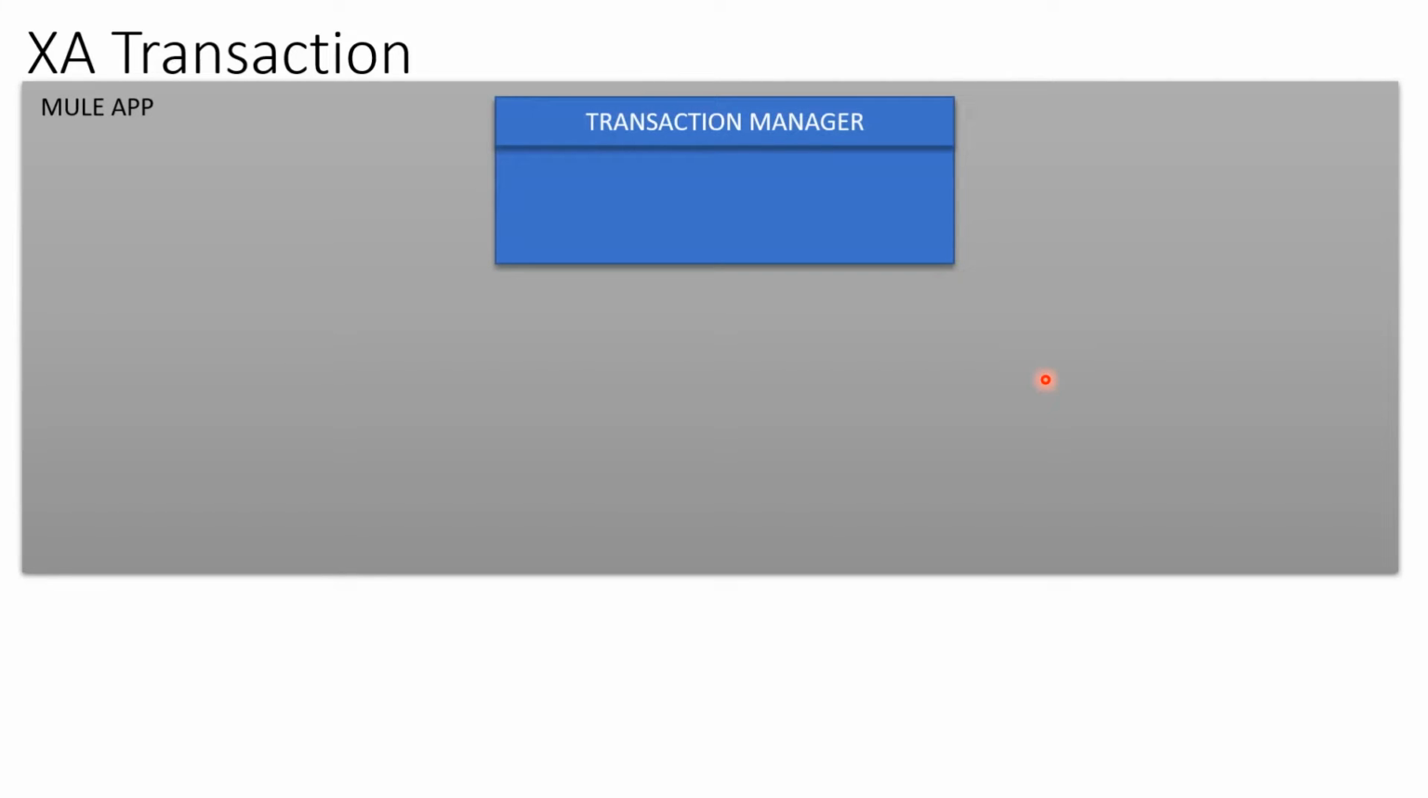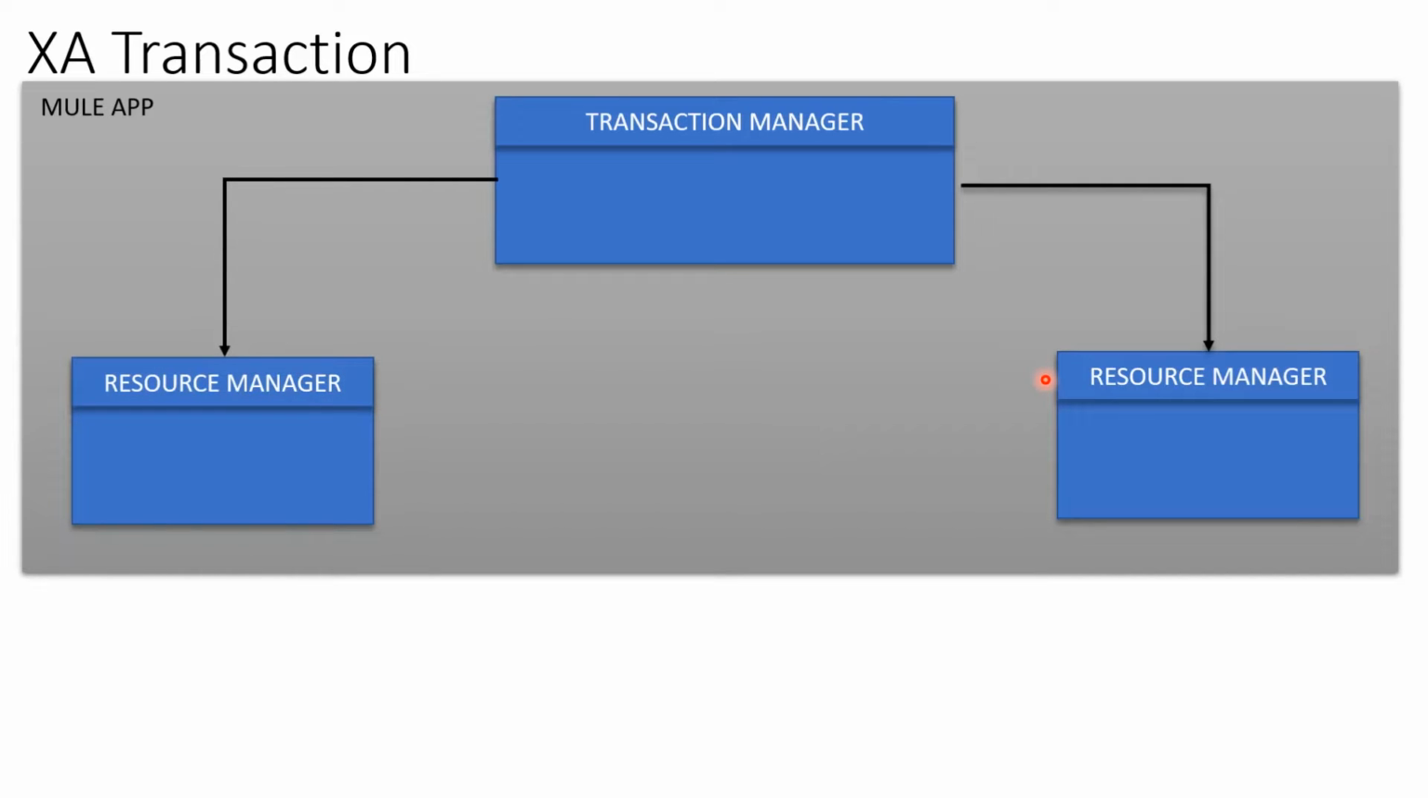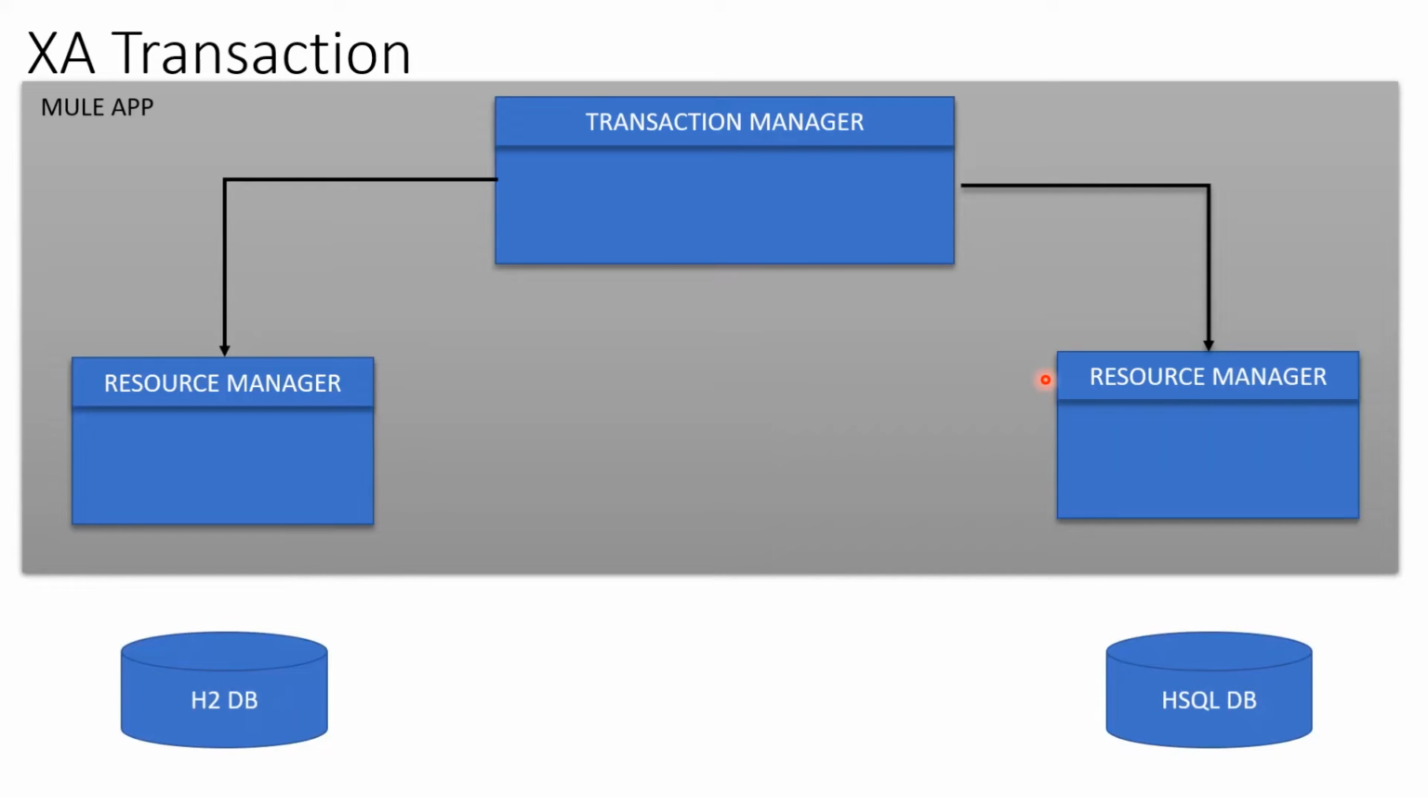So now let's move to the other slide. Let's understand the XA transaction. This gray part is a Mule application, and it will have a transaction manager whose job is to manage all the transactions. It takes care of the resource managers. The resource managers will report to the transaction manager. In this scenario, I have taken two resource managers which will control two different databases. I have an H2 database and the other one is an HSQL database, two different databases. That calls for an XA transaction because we have two resources.